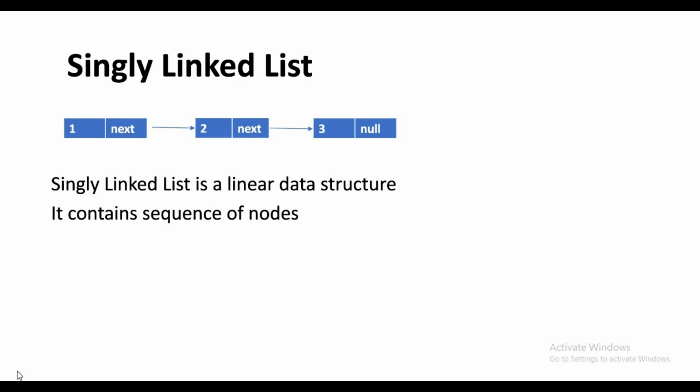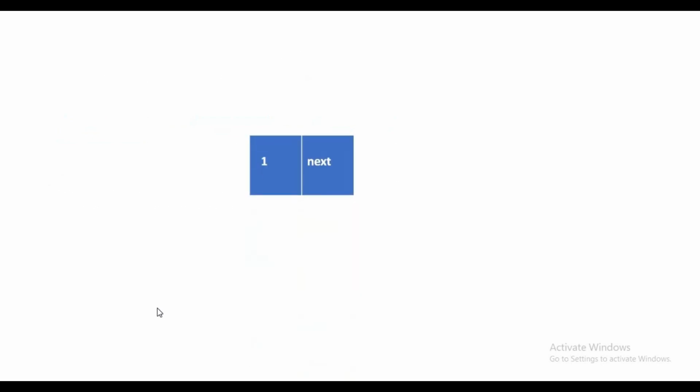In this tutorial, I want to explain what a single linked list is and the representation of a single linked list. A single linked list is a linear data structure which contains a sequence of nodes. What is a node here? A node contains data and a reference to the next node in the single linked list.